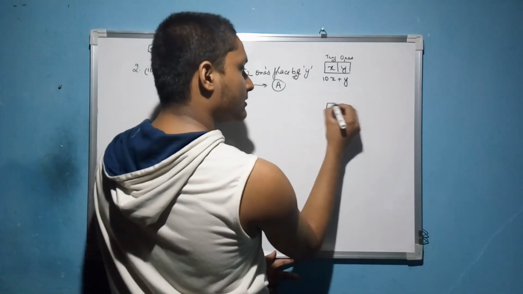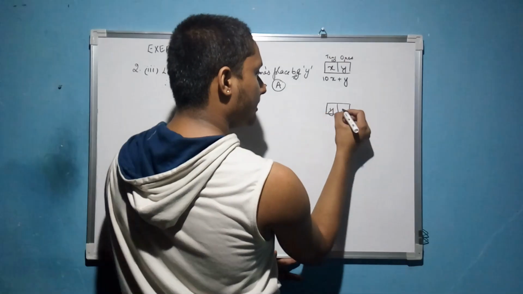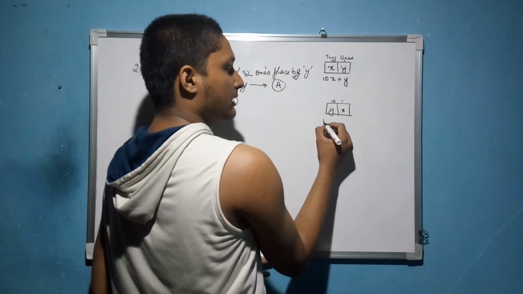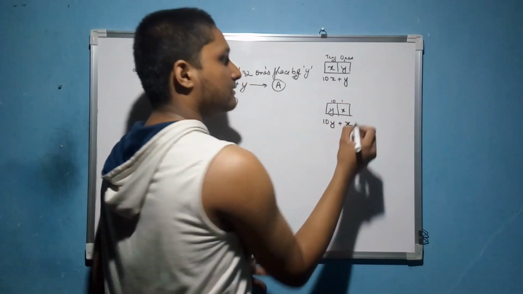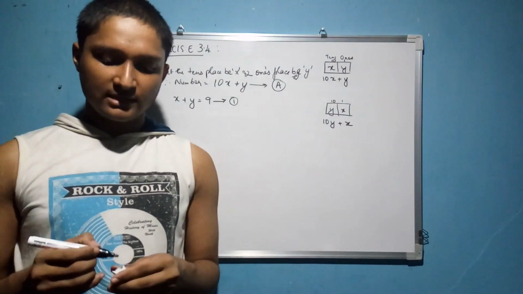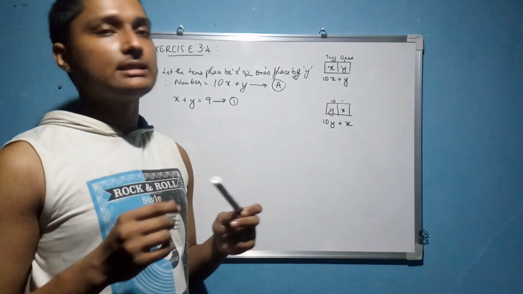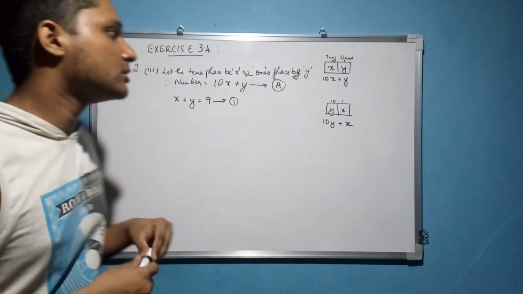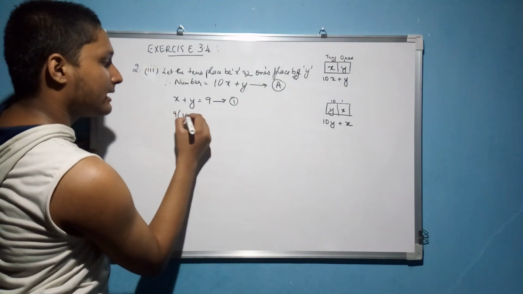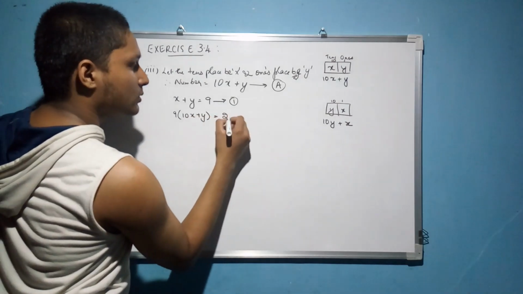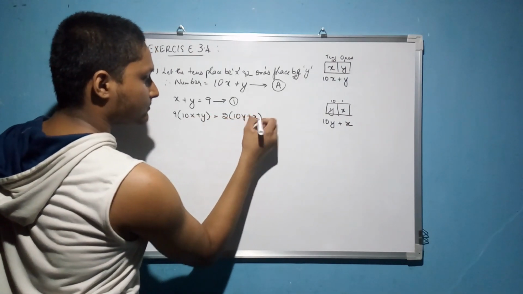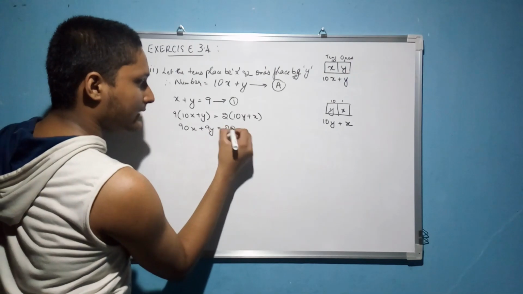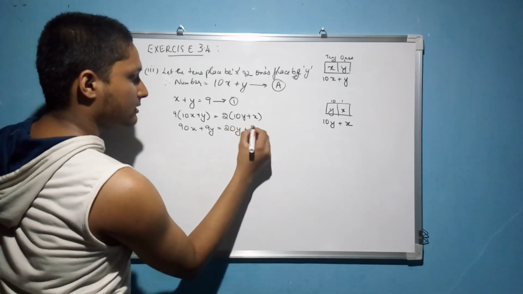Okay, you have another number that is of the form yx. Its value is going to be 10y plus x. The value of that number is going to be 10y plus x. So it is given that 9 times this number is 2 times this number. This number is formed by reversing the digits of that 2-digit number. So what you are going to get is 9 times 10x plus y is equal to 2 times 10y plus x, or this is 90x plus 9y is equal to 20y plus 2x.